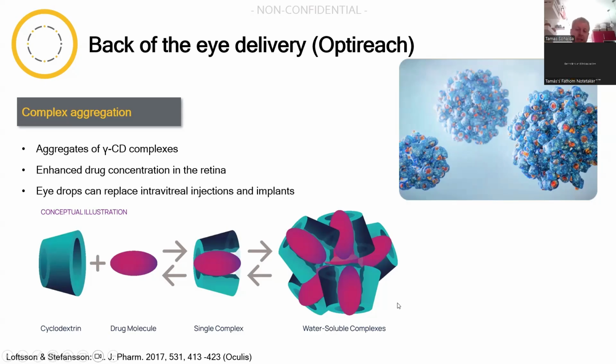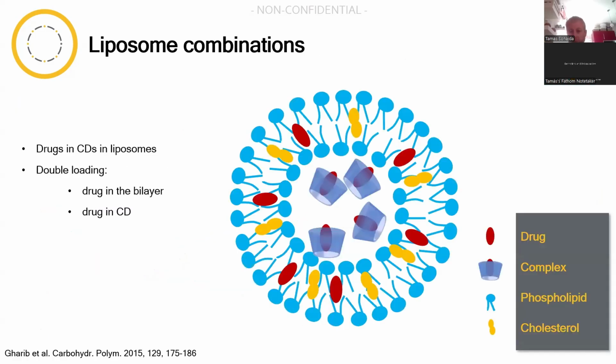The complex is created and the complexes aggregate, forming these microparticles. Once administered to the eyes, these microparticles can penetrate into the back of the eye and ideally replace intravitreal injections. This technology is so successful that the first product will be marketed, I think, still this year or at the beginning of next year. Several phase 3 studies have already been tackled by Oculis for the first active, and there are more actives to come. So it's a wonderful technology.